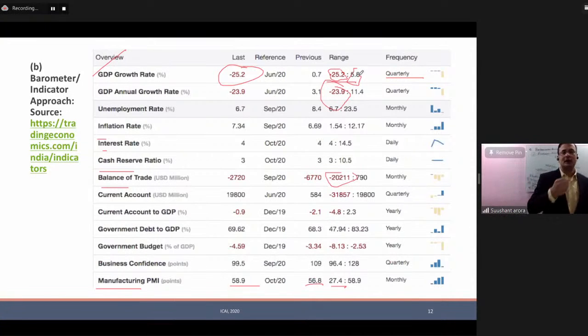I've given you the link where you can download all these things for your understanding. If you are interested in the economics of any country, you will find it over here. Okay, let's move on to the next slide.